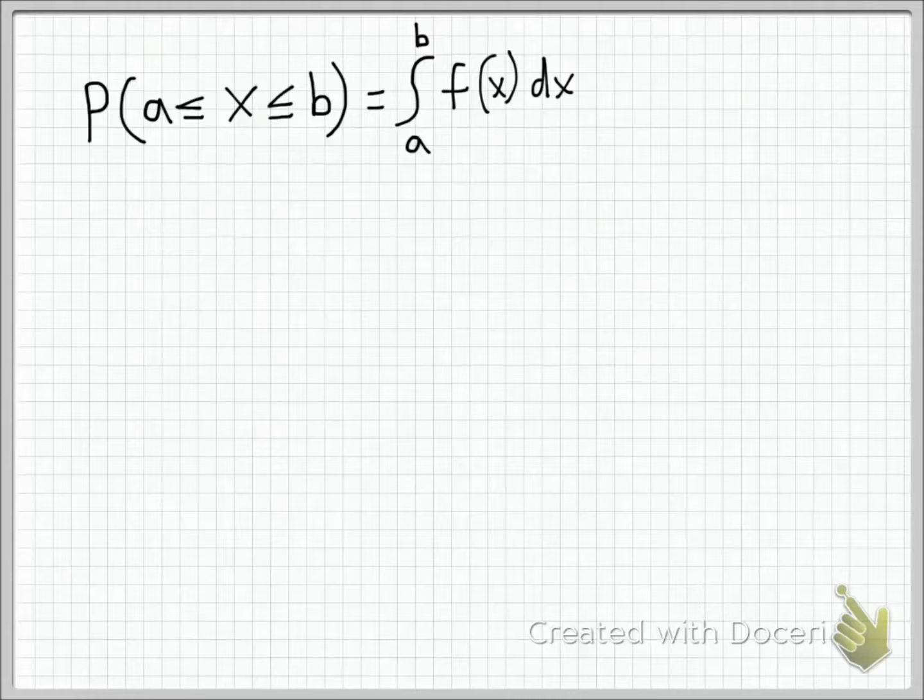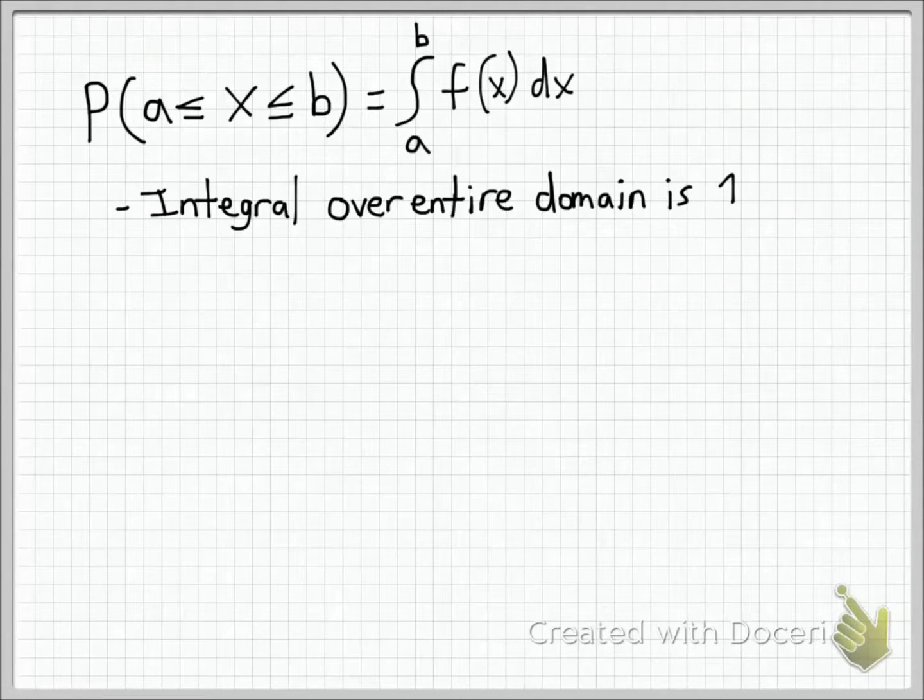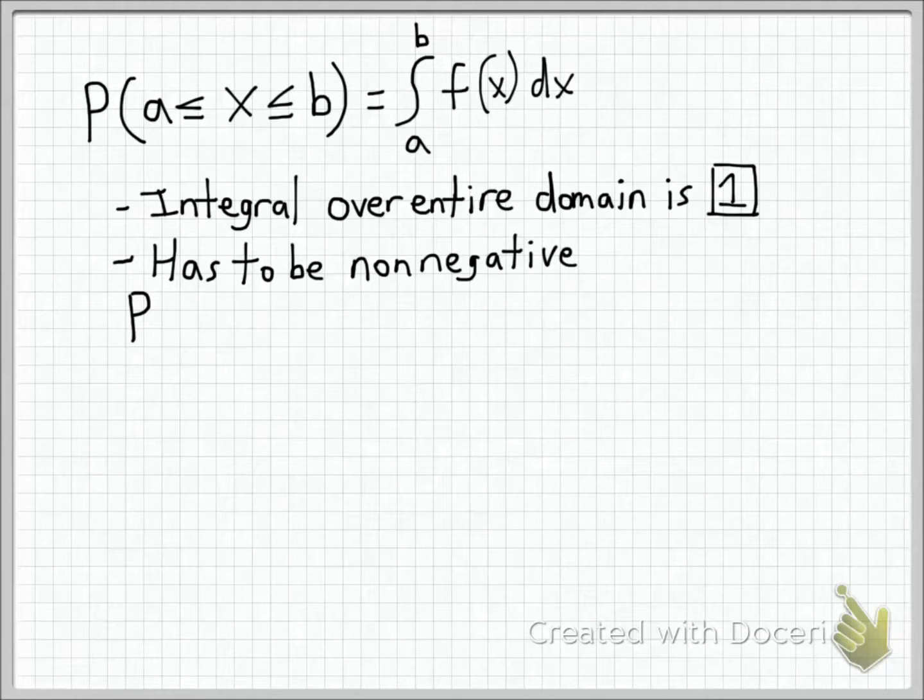There are two requirements for a probability density function to be valid. The integral of f of x over its entire domain must equal 1, or 100%. It is certain that something will happen out of the set of possibilities that you know exist. The other requirement is that f of x must be non-negative across the domain in which it is defined as a PDF. Remember these two criteria. This is important.